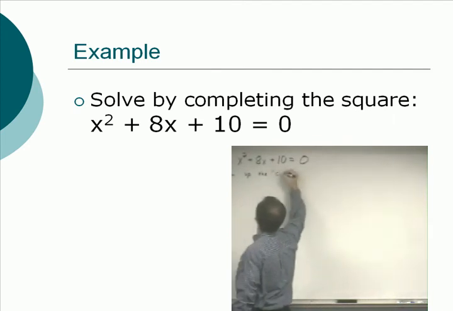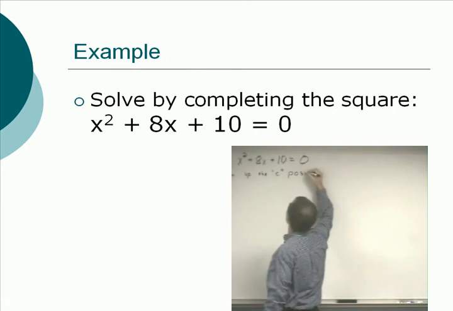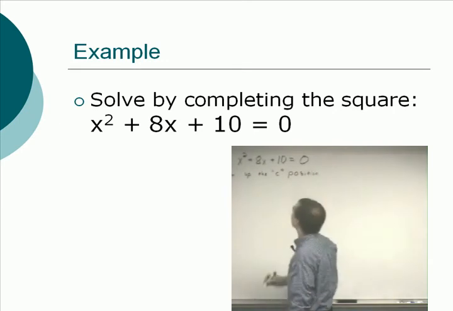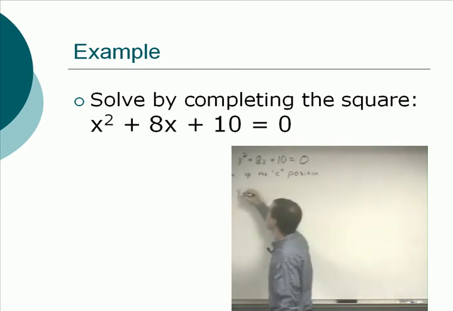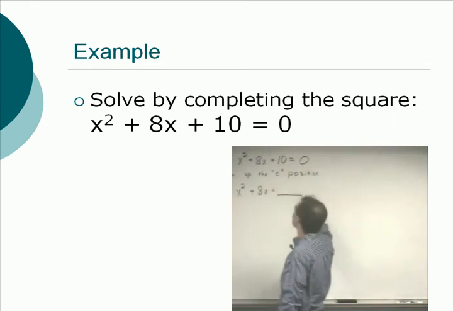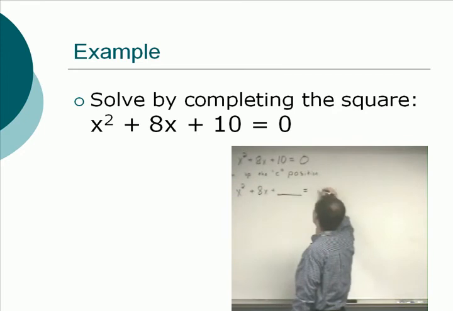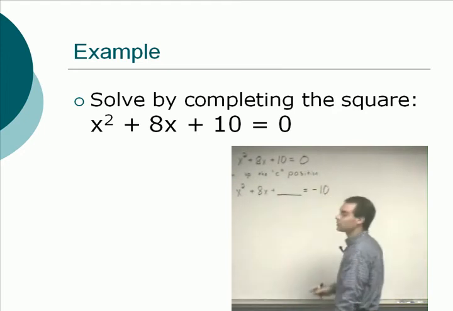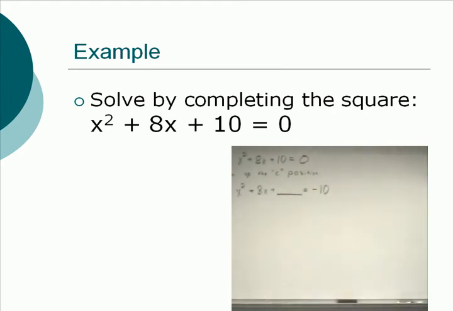You can pick up your pencils now. Yes. We want to open up the C position. So all we do is rewrite it. So we have x squared plus 8x plus, we don't know what just yet, equals negative 10. Okay, does everybody agree with that? All we did is slip it off to the other side. We haven't changed the equation. It's still balanced. So now we put in the number in here.